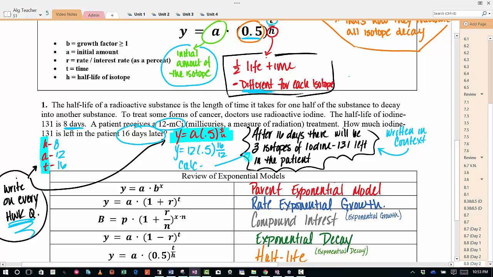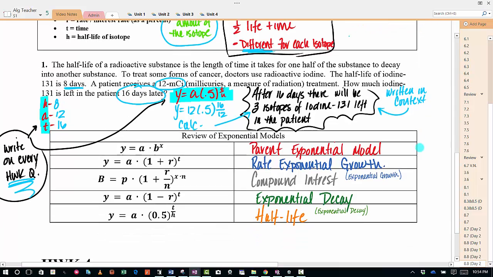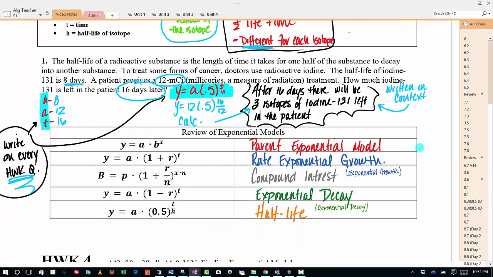And so if we put this in context, because all word problems we do need to write out, it says after 16 days there will be 3 isotopes of iodine 131 left in the patient. And that's a good thing. The more radioactive isotopes you have in your body giving off radiation essentially kills your cells. So you really don't want a lot in there. You want that to have a fairly fast half-life. Just to give you an example, the stuff we use to measure moon rocks or lava flows or dinosaur bones has hundreds of thousands of years of half-life, or even billions of years of half-life.